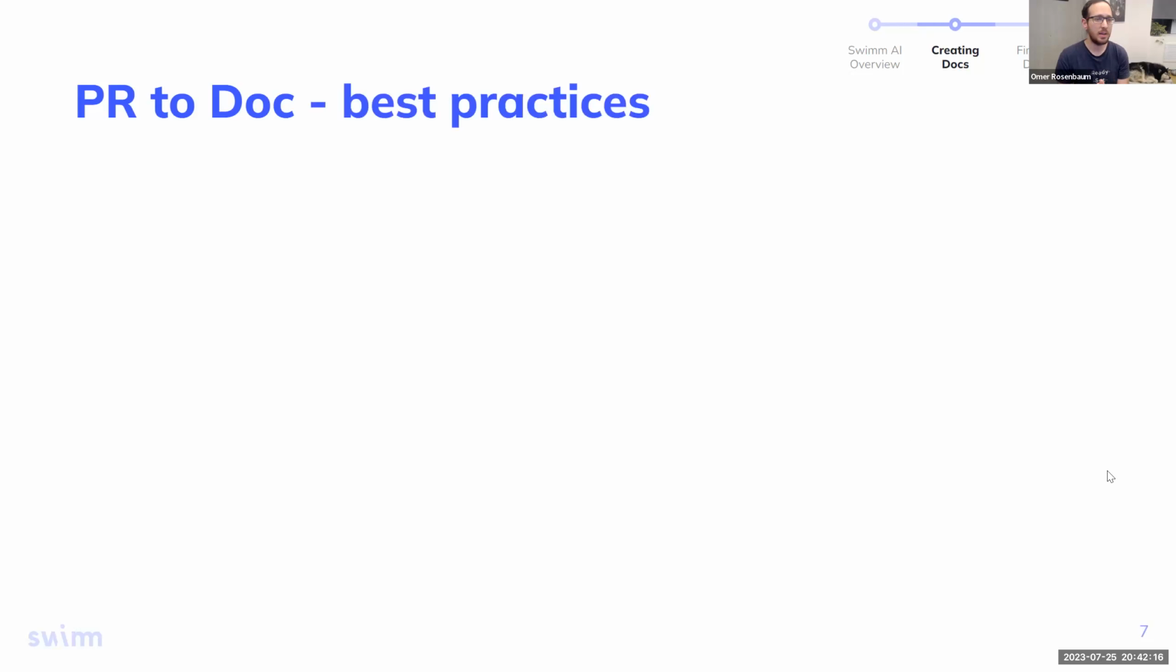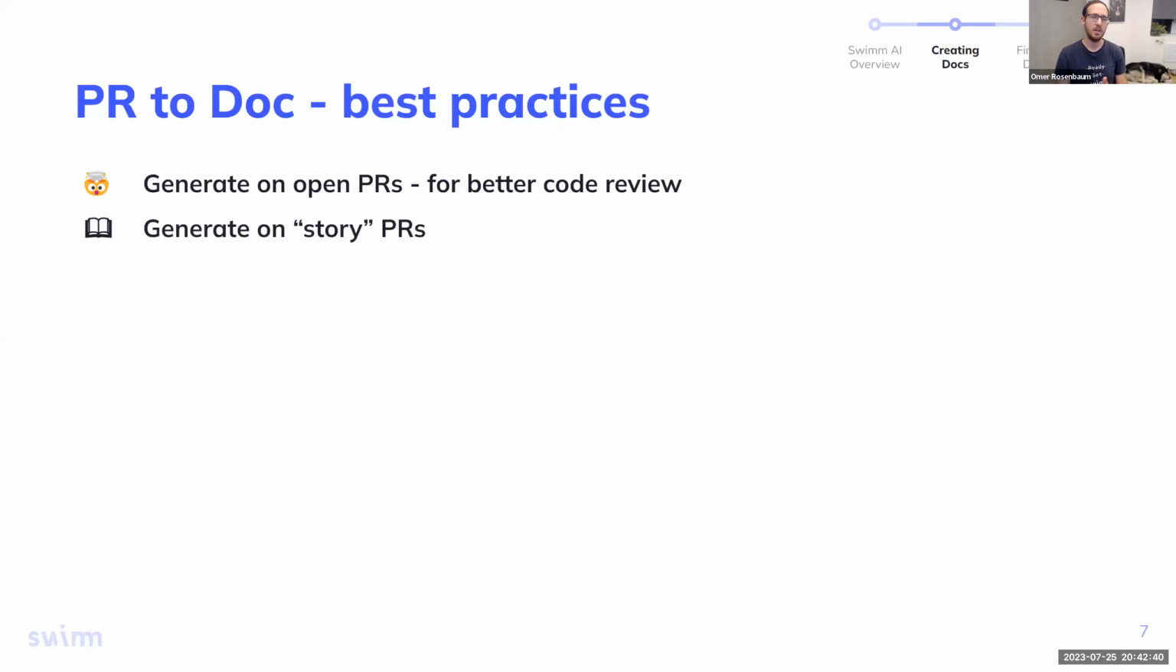Now, again, a few best practices. You can and probably should generate documents also on open PRs before they have been merged to the main branch. And this could also help the code reviewer. To perform a code review, the person performing the code review could read your document and better understand your code. We've seen people use it and got very, very positive reactions to it.